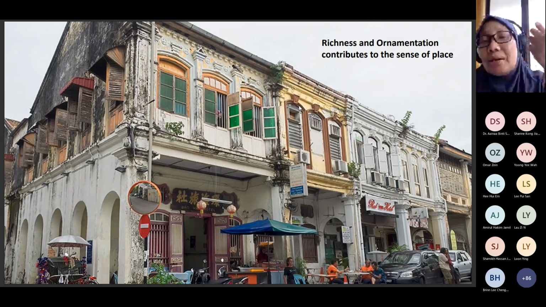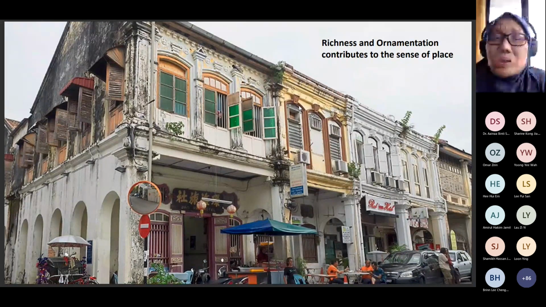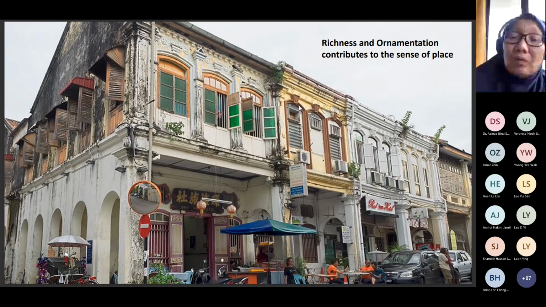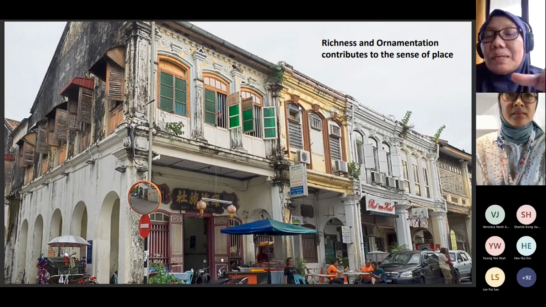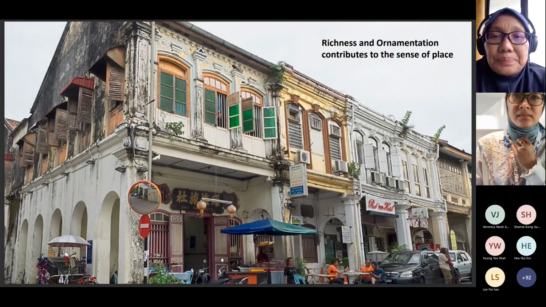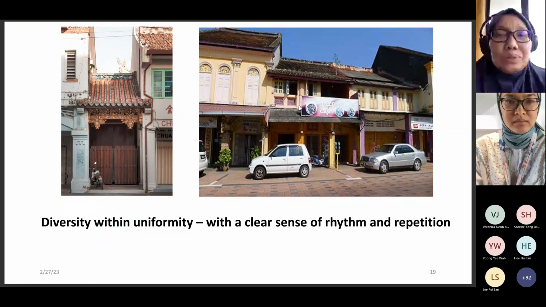And the richness and ornamentation is expressed through the design of the openings, the windows. You look at the scale and the proportion of the windows and the other openings like the doors, and then you look at the scale and proportion of the 5-foot walkway, where it is like an arcaded kind of walkway, and you are enclosed in that kind of design. You are sheltered from the elements, and yet you can get a glimpse of what's happening inside the building. Next. So this is what I call the richness and ornamentation that contribute a sense of it.